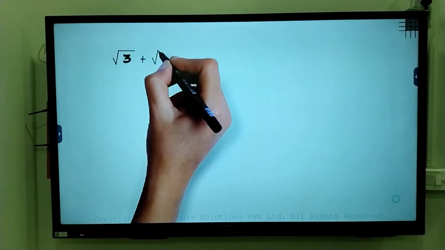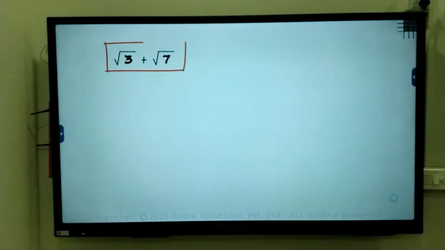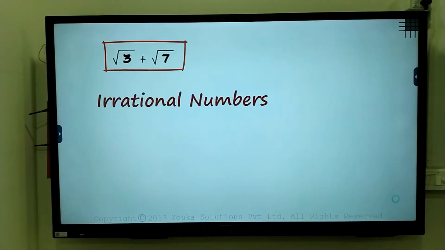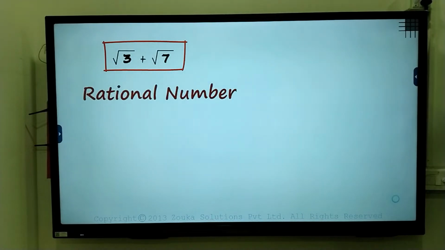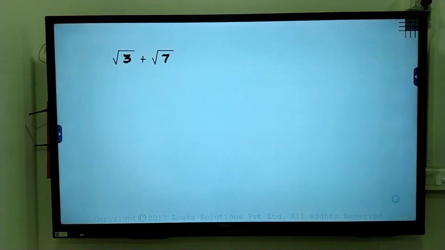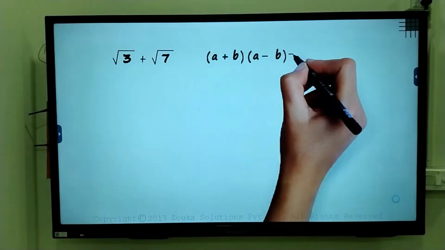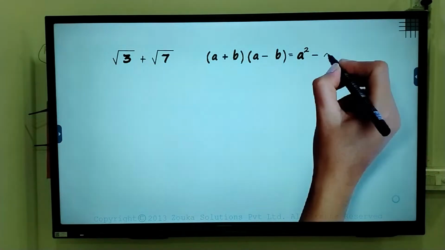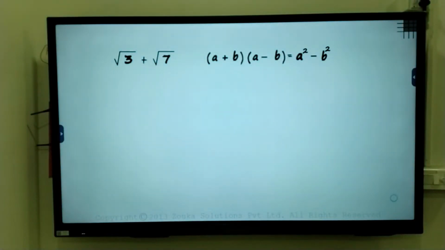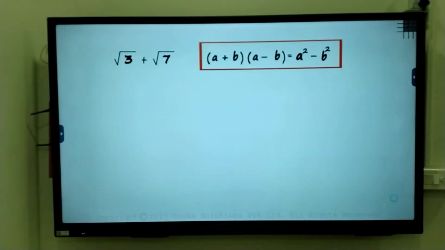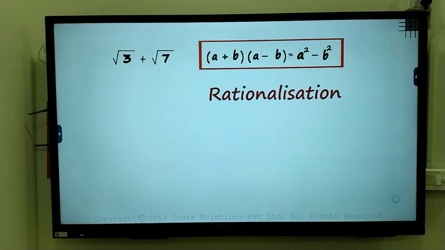How do we rationalize something like root 3 plus root 7? This is actually a sum of two irrational numbers. What do we multiply this with to get a rational number? Let me give you a hint. (a plus b) multiplied by (a minus b) equals a squared minus b squared. This is one of the most important identities we will use in rationalization.